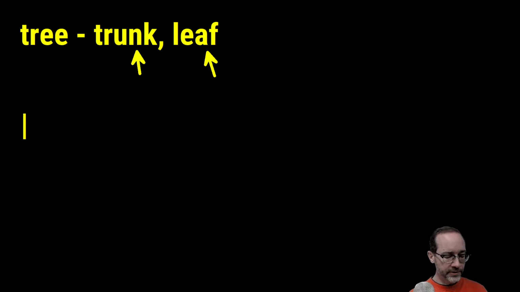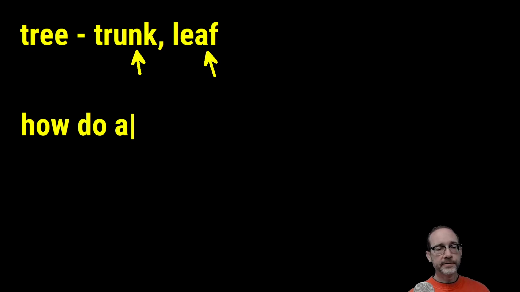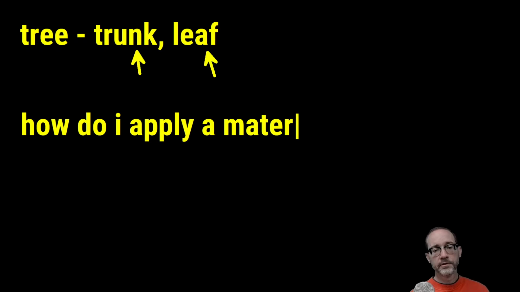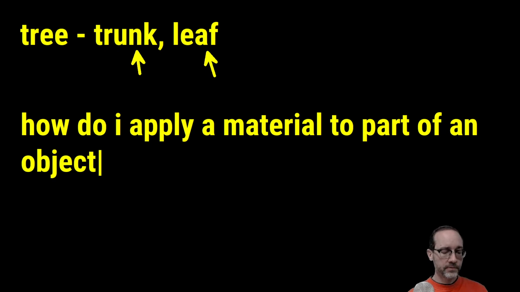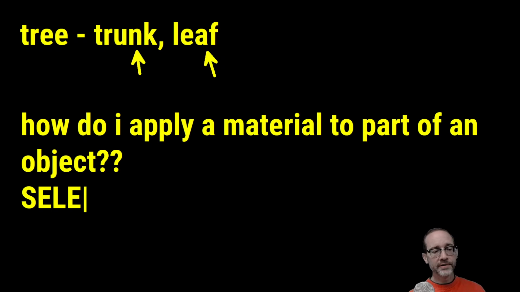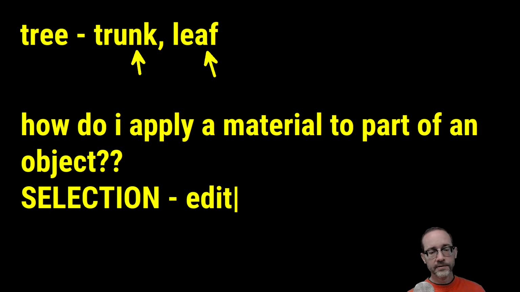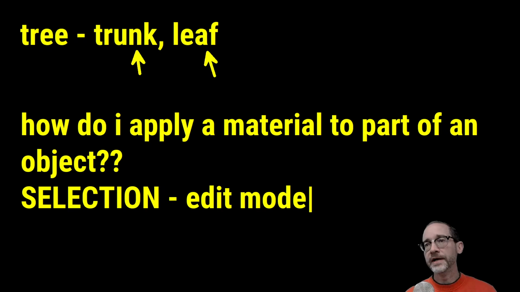The fundamental issue here is, how do I apply a material to part of an object? And the answer to that is selections. So we want to be able to select part of an object. And if we want to do that, it needs to be done in edit mode. So we need to be in edit mode in order to select part of an object and then apply the material to that part of the object, right?